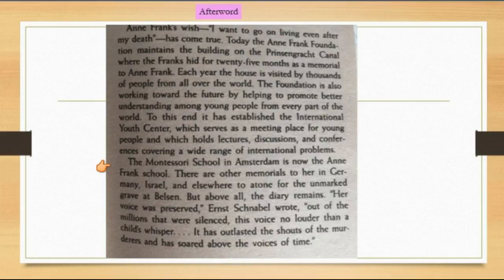There are other memorials to her in Germany, Israel, and elsewhere to atone for the unmarked grave at Belsen. But above all, the diary remains. Her voice was preserved, Ernst Schnabel wrote. Out of the millions that were silenced, this voice, no louder than a child's whisper, has outlasted the shouts of the murderers and has soared above the voices of time.